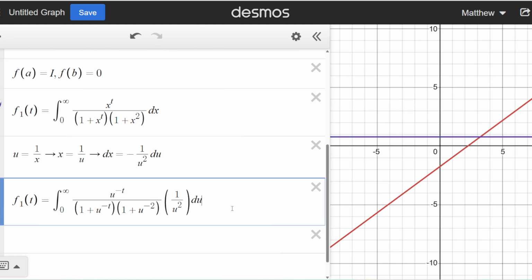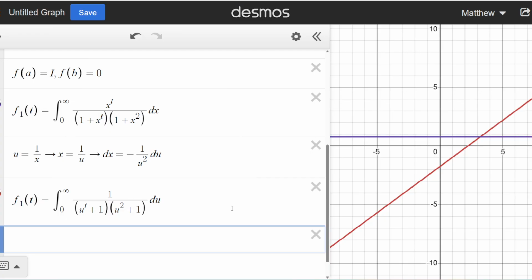Let's distribute this u squared into here. So we're going to have u to the negative 2 times u squared and 1 times u squared. So we have u to the 2 minus 2. That's u to the 0. That is 1. And then let's multiply upstairs and downstairs by u to the t. That's going to give us 1 here. If we multiply by u to the t, we'll get a u to the t here and a 1 here. So now we have two different, very useful expressions for f prime of t.